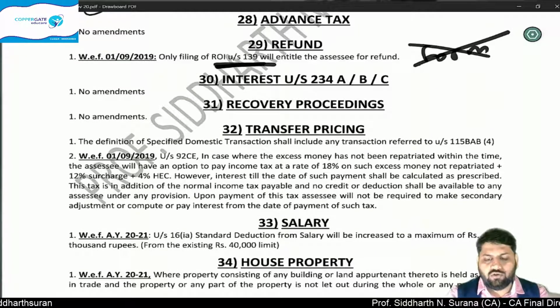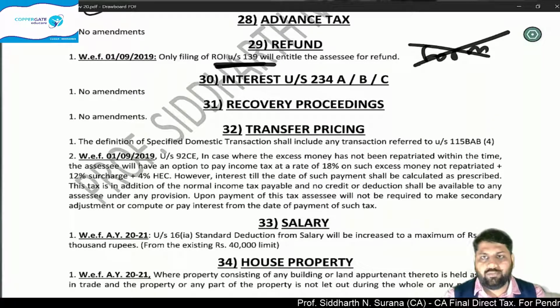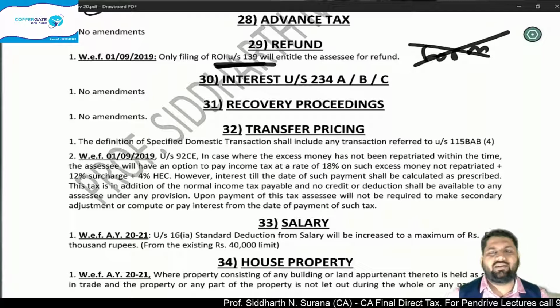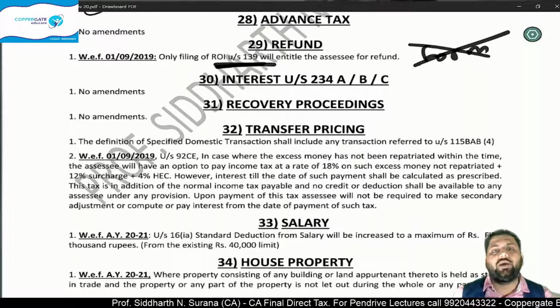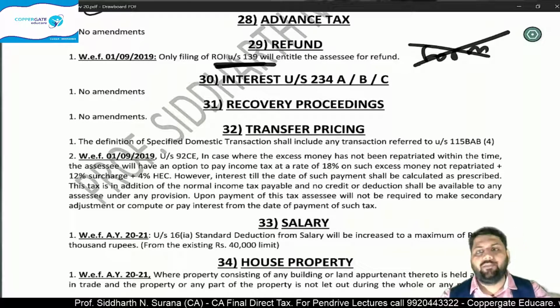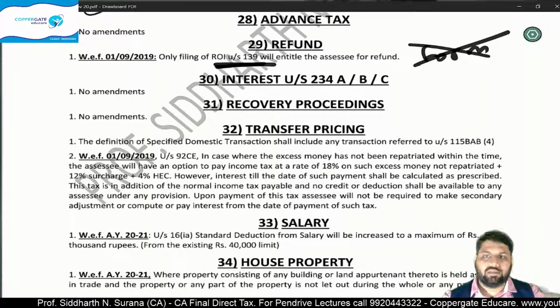Recovery proceedings also, no amendment. Absolutely no amendment. And now we are left with very little in our amendment lecture. Major amendments are over. In volume 3 there are very few chapters, and transfer pricing chapter 32 and the remaining chapters, the amendments will continue in the next video please. Thank you very much.